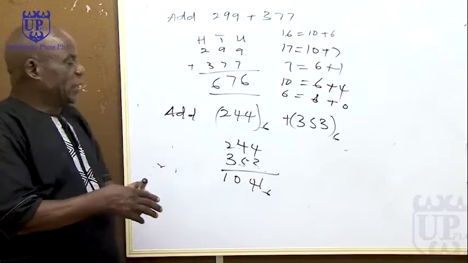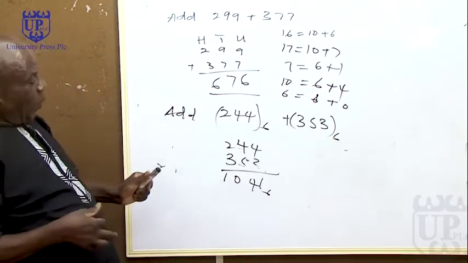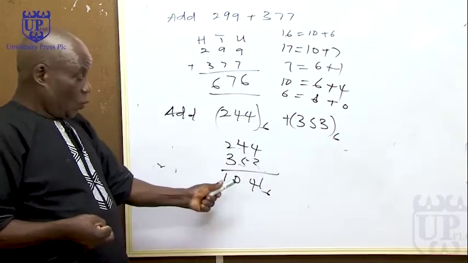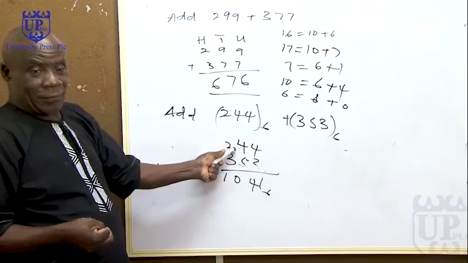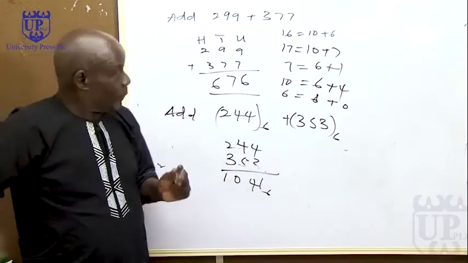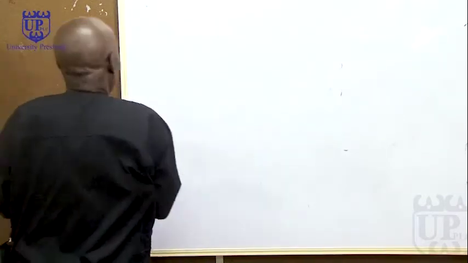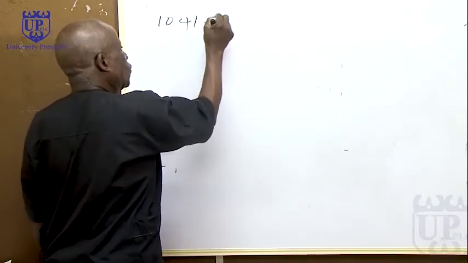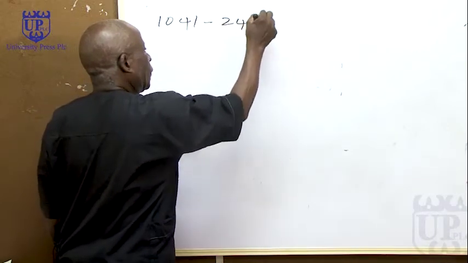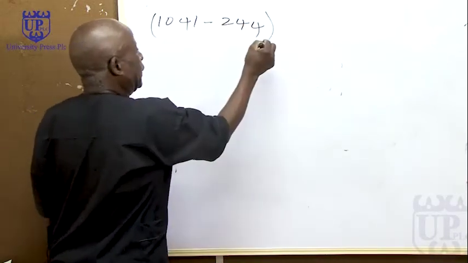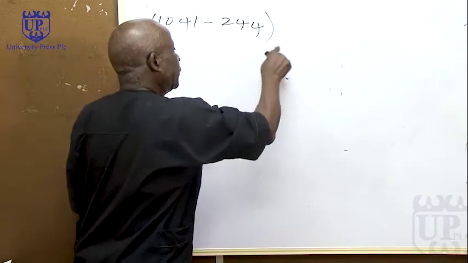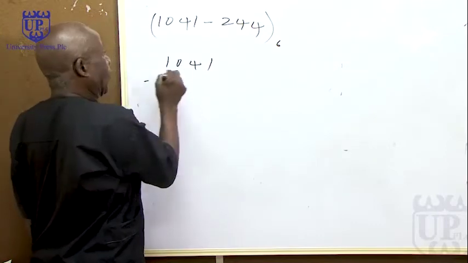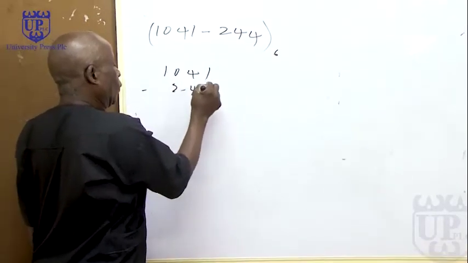I want to do the reverse process. I want to take 353 from this one. You will discover that I will get this one if you cooperate with me. 1041 minus 244, and we say everything in base what? Base 6. This is 1041 minus 244.